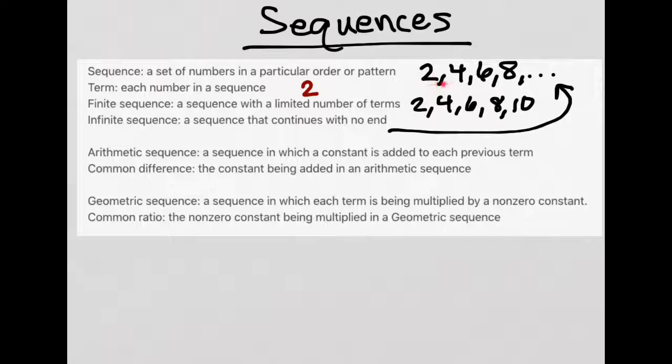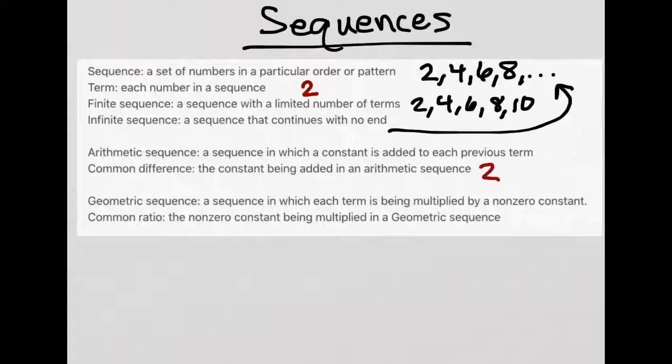Here we're adding 2, and that is the common difference. The common difference is whatever we're adding in the arithmetic sequence. So it's our constant. So in this case, it's 2.